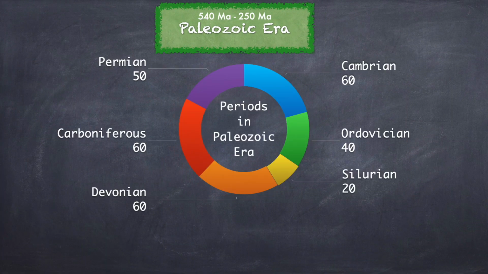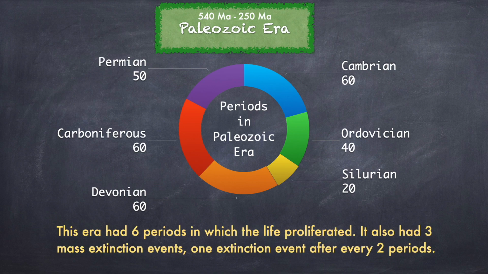The time span of the Paleozoic era is 540 million years ago to 250 million years ago. At the beginning of the Paleozoic era, the conditions on the Earth were just right for life to diversify. There was enough oxygen in the atmosphere. The ozone layer provided a shield against the ultraviolet rays of the sun, and the temperature was 15 degrees Celsius. All these conditions were very conducive for life to proliferate in the ocean and on the land.